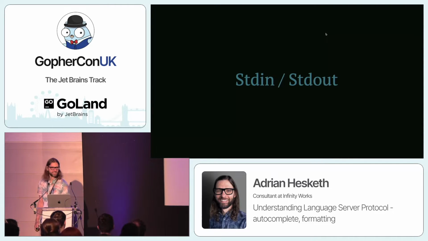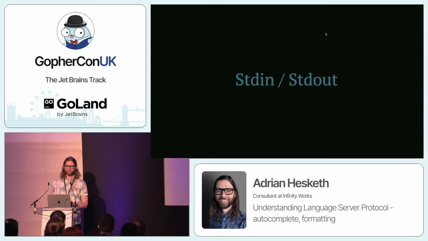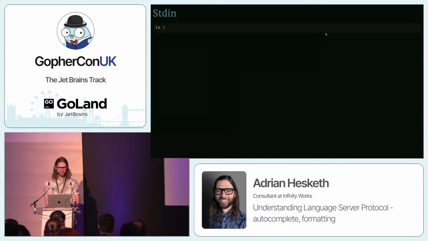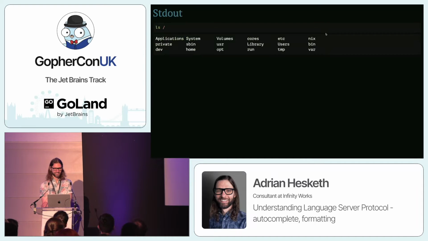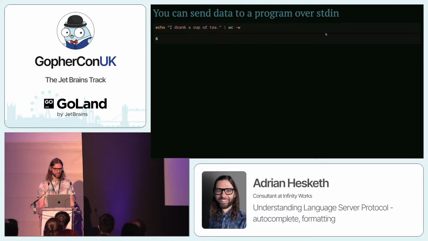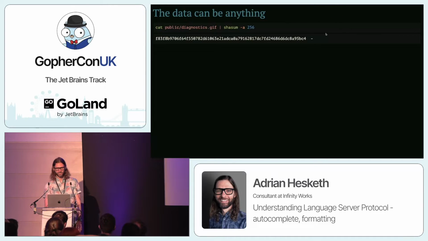A language server operates over standard in and standard out, rather than perhaps an HTTP stream like you might be used to if you're building REST APIs. So what is standard in? When you do ls, you're typing into standard in, and when you get the results back, that's coming out of the program from standard out. And you can send data to a program over standard in on Unix type systems by using this pipe operator. So here you've got this vertical bar, and if you echo your sentence in and do a word count on it, you get the number of words out.